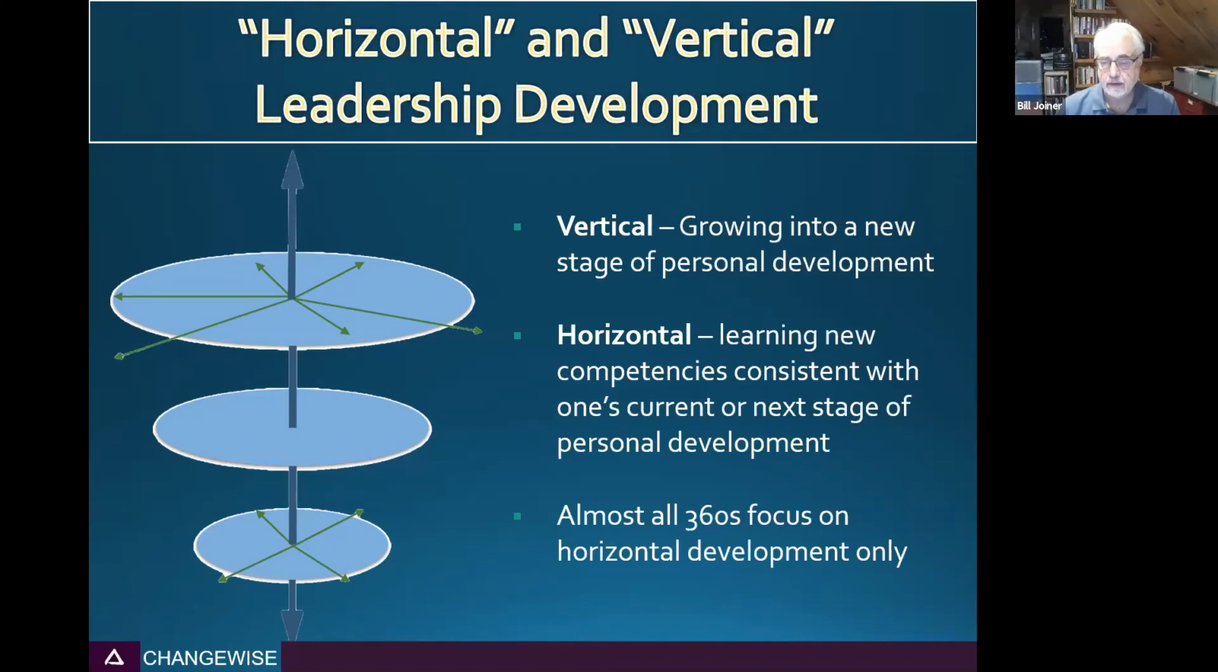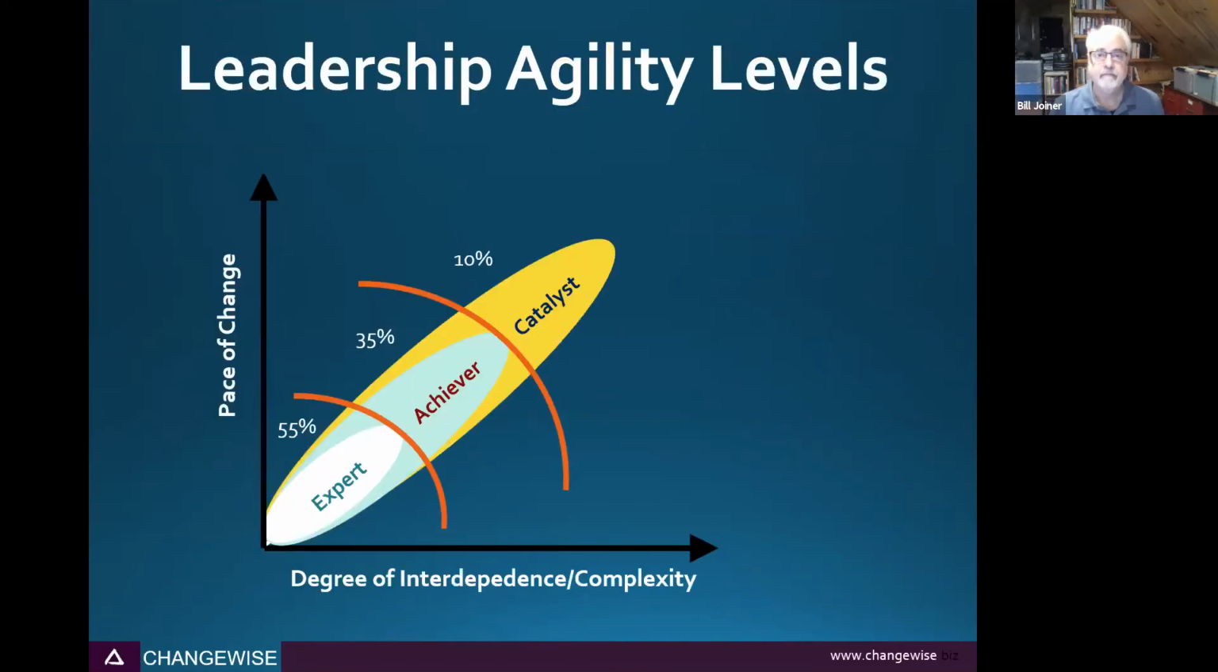And we found that most 360s focus only on horizontal development. There's very, very little out there that even claims to help you to assess where people are in terms of their vertical development. Our approach is to do both, vertical and horizontal, simultaneously. So inner development and skill development at the same time.